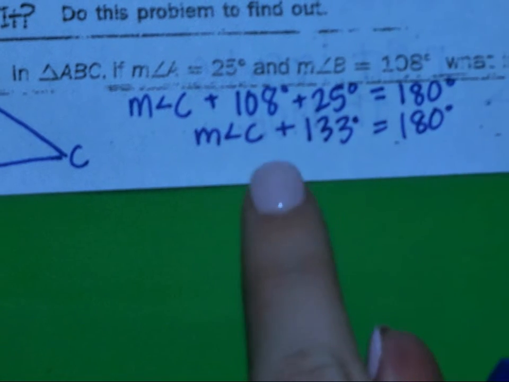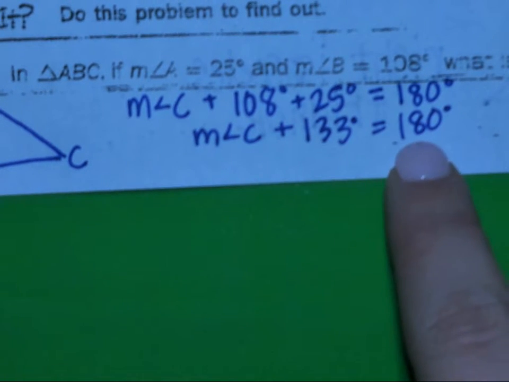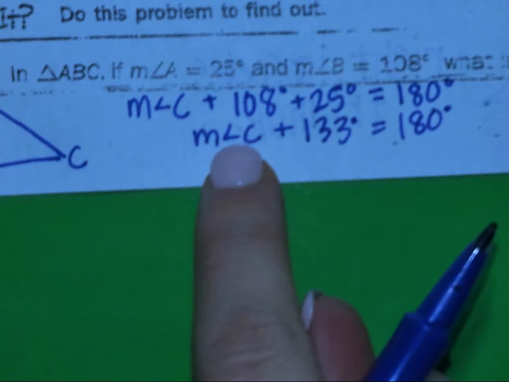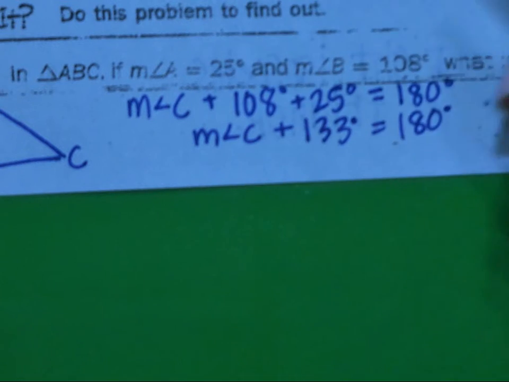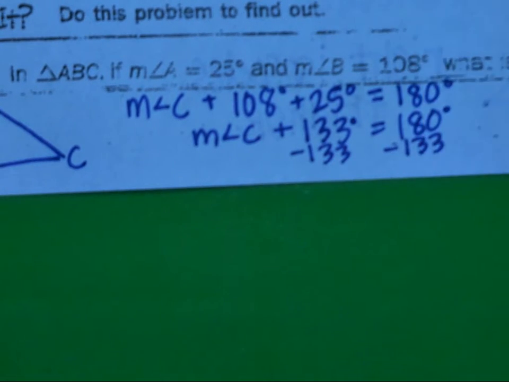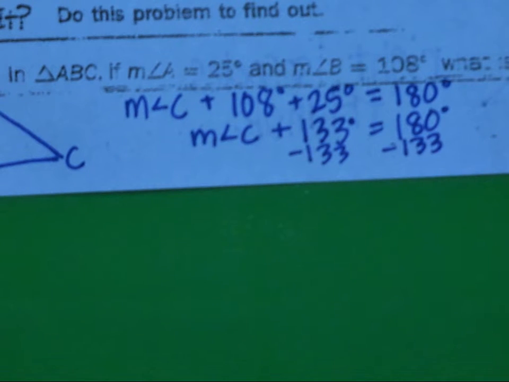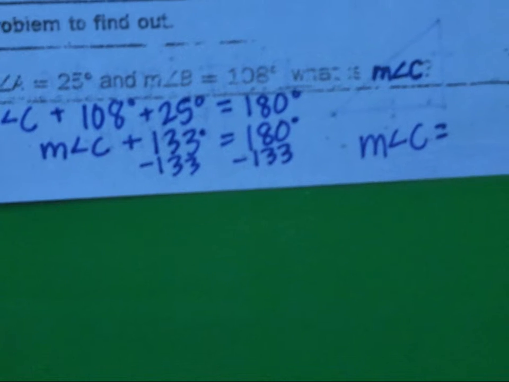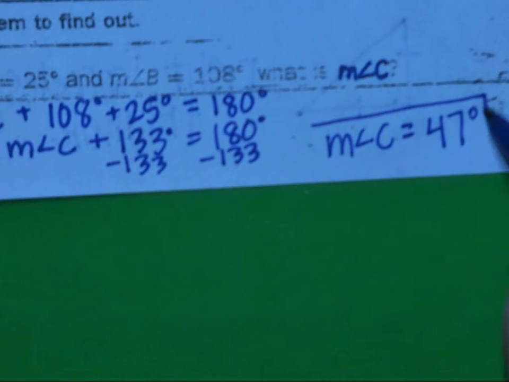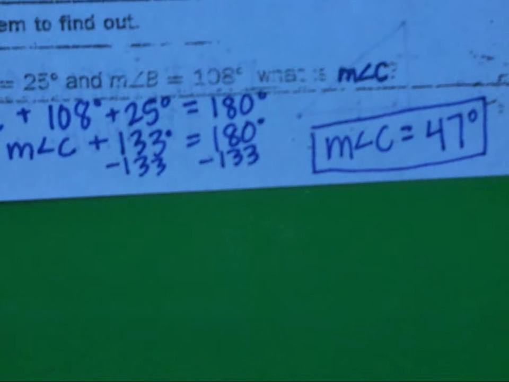So now I have measure of angle C plus 133 degrees equals 180. How can I solve for the measure of angle C? Subtract what? Good. Subtract 133 from both sides. So then that gives me the measure of angle C equals what? 47 degrees. Good. And that's our answer. That's what they wanted us to find.